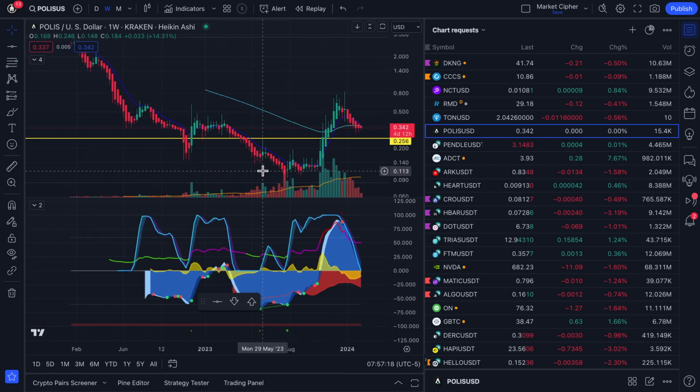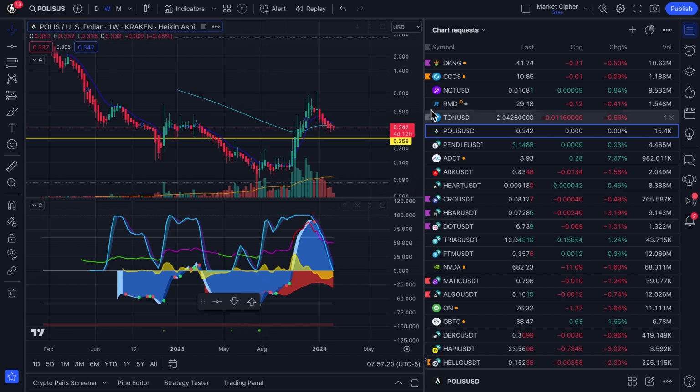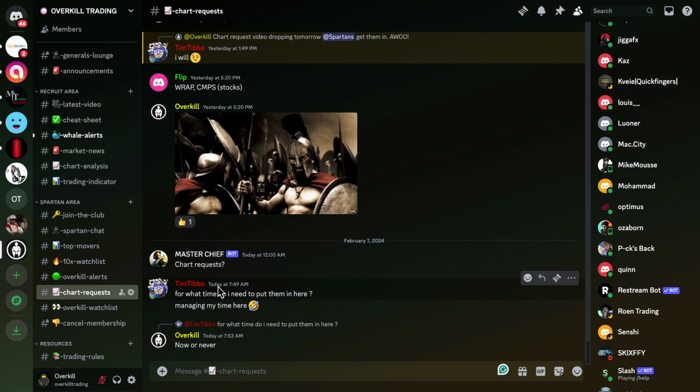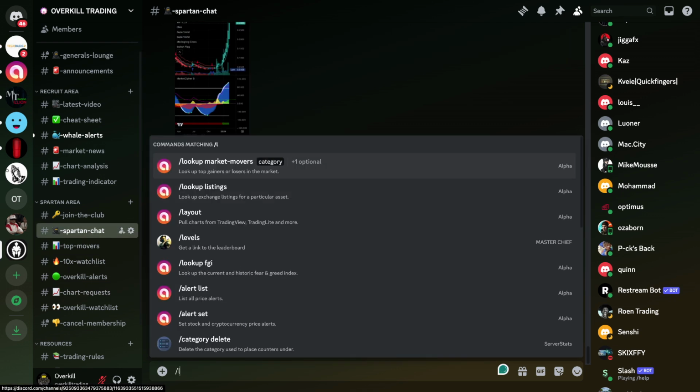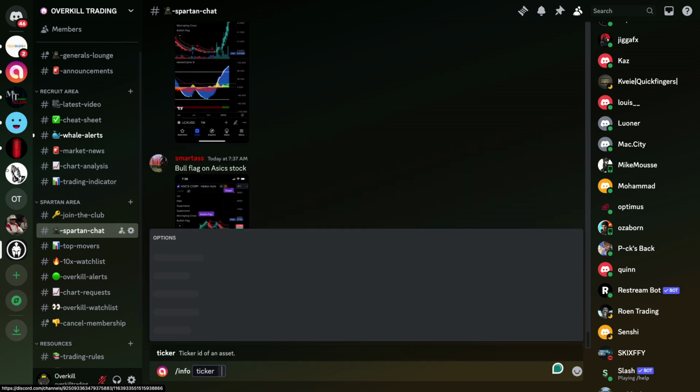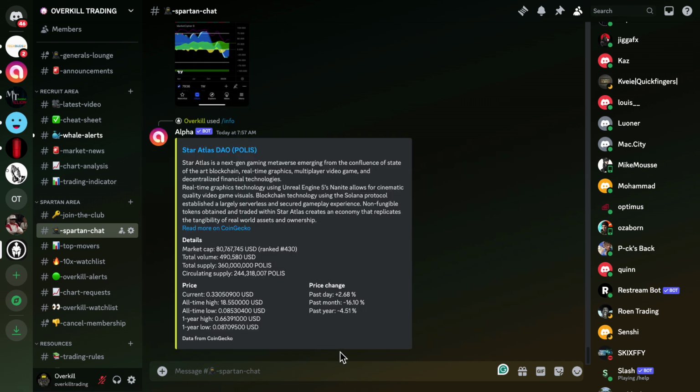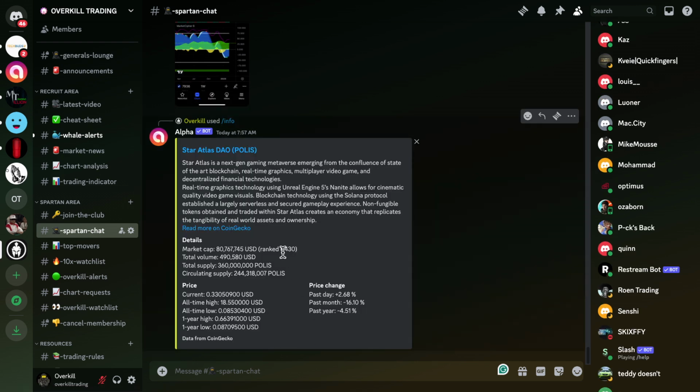I don't know anything about this project. I'm going to guess it's a low market cap coin. Let's look it up here. Polis. You'll also have access to the alpha bot too. So if I look this up, did that work? Yeah, it did. So it's a next-gen gaming metaverse token. It looks like it has an $80 million market cap, which is extremely small. That's a really small market cap.